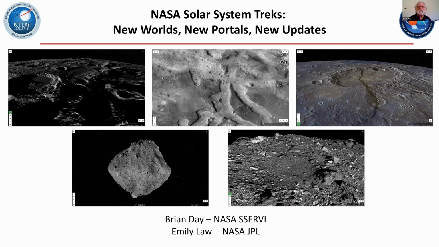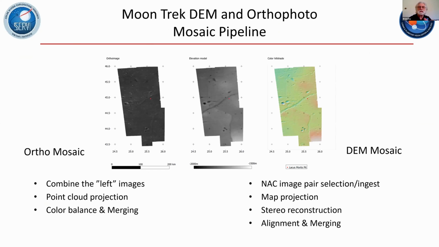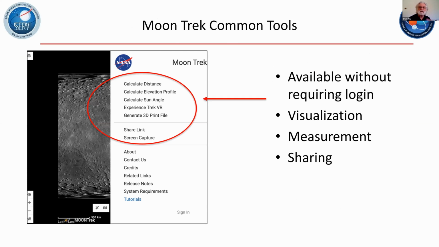Okay, so again, DEM and Orthophoto Mosaic pipeline. Combine that with tools, you can do fairly sophisticated site analysis. These are the basic tools available to anyone who comes into trek.nasa.gov. You've got distance, elevation profile, etc.